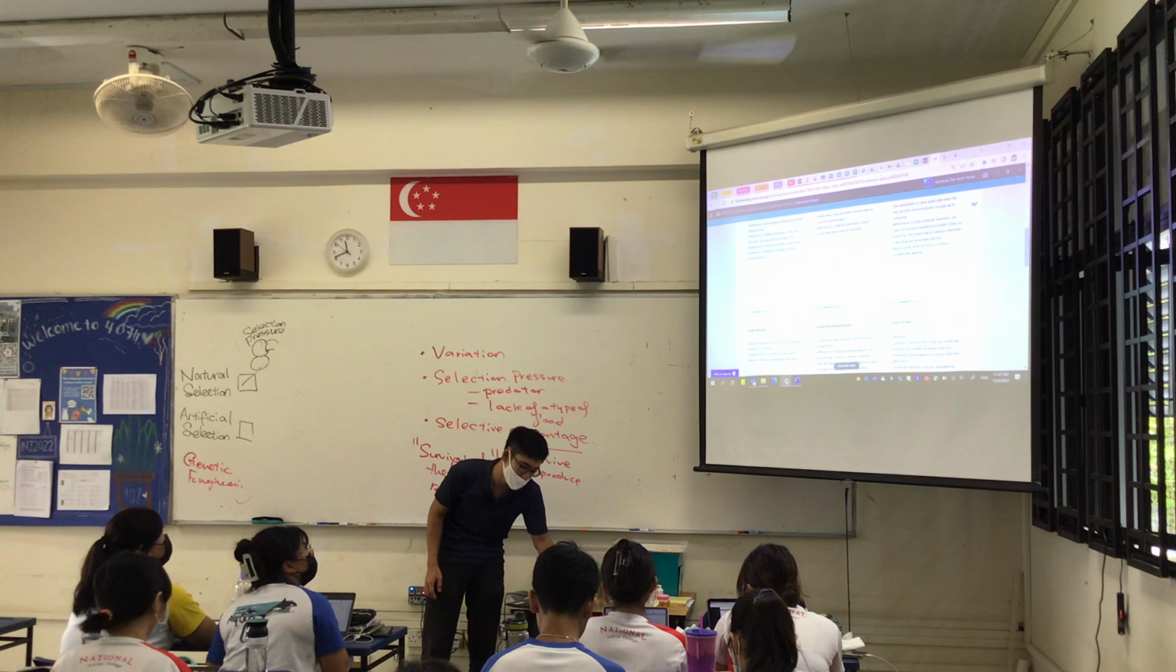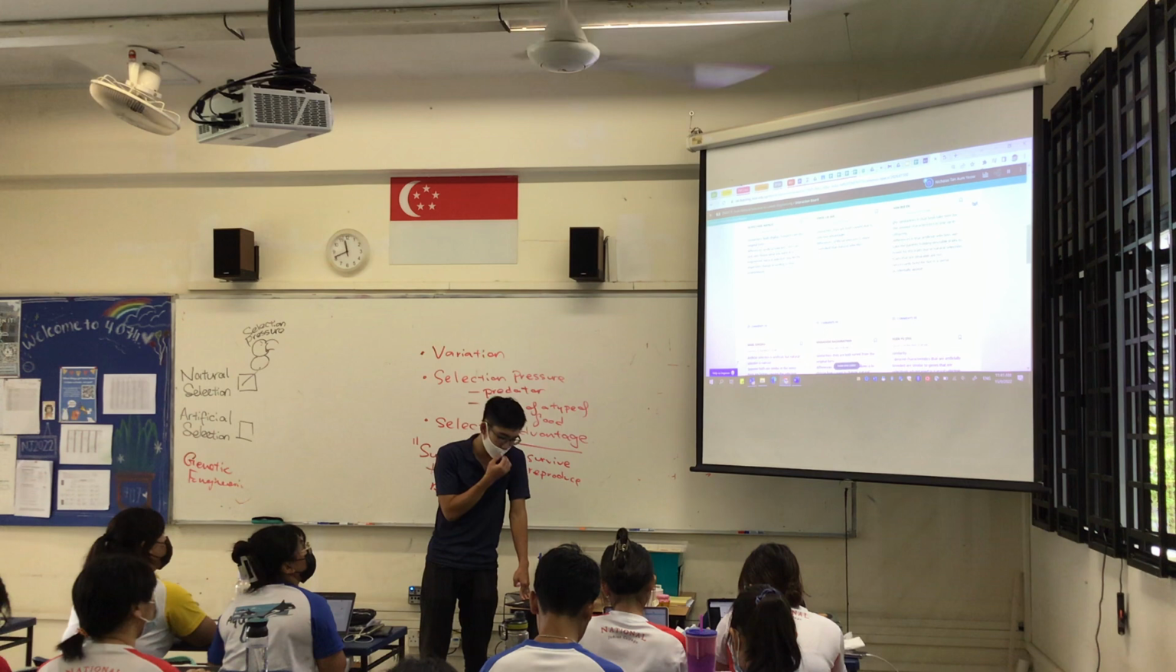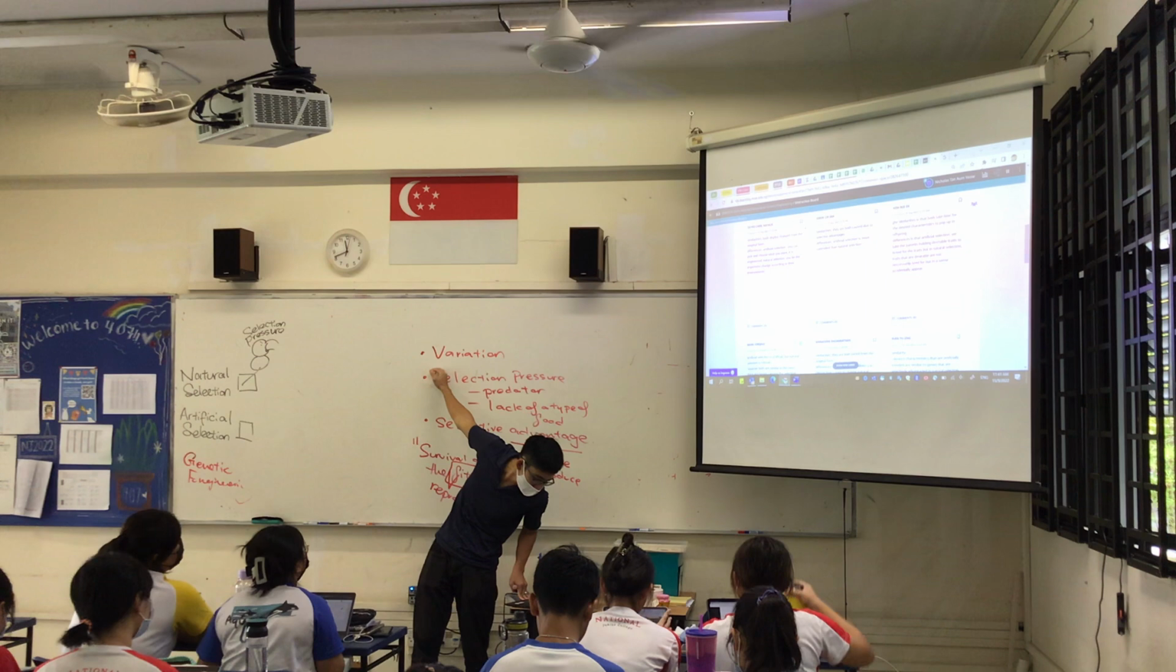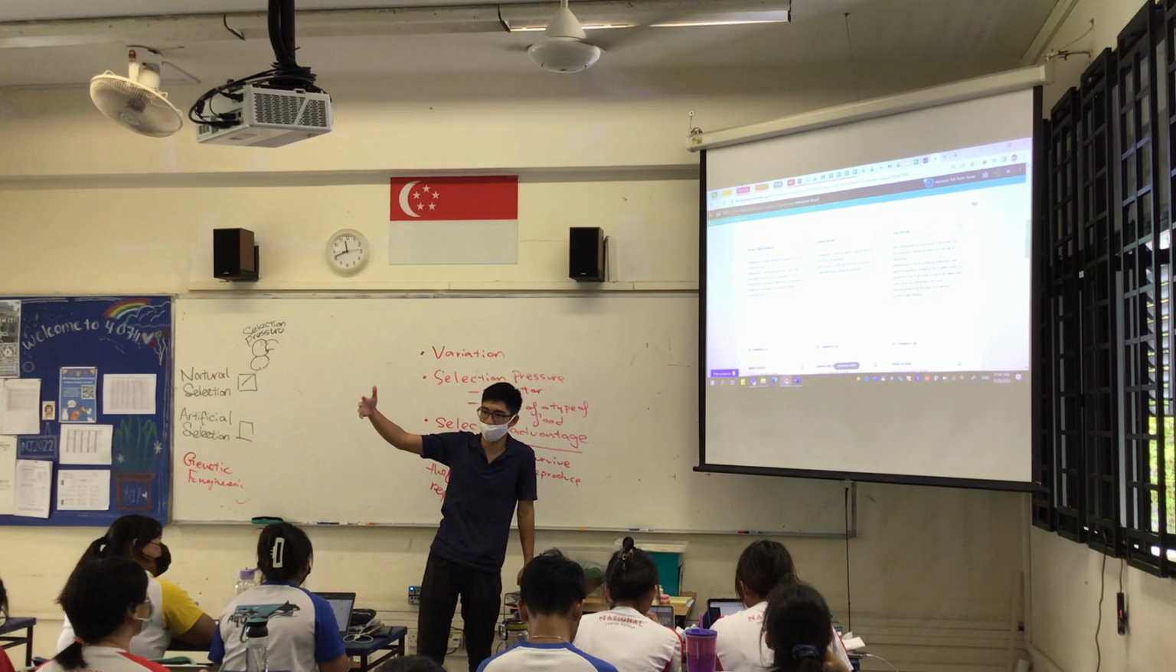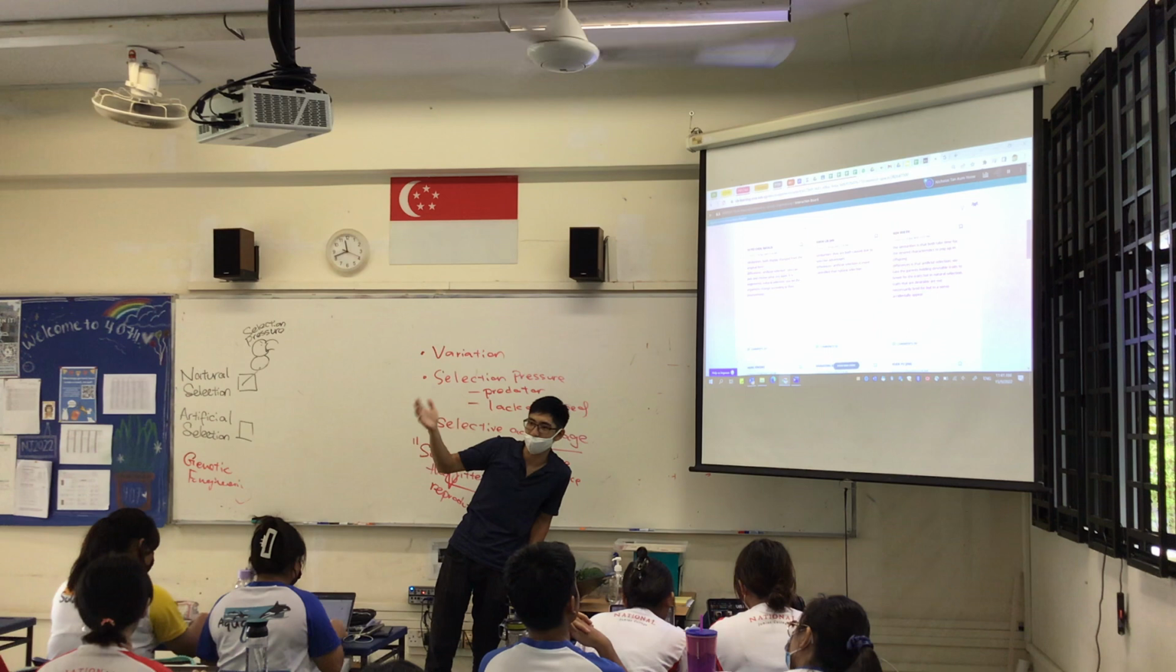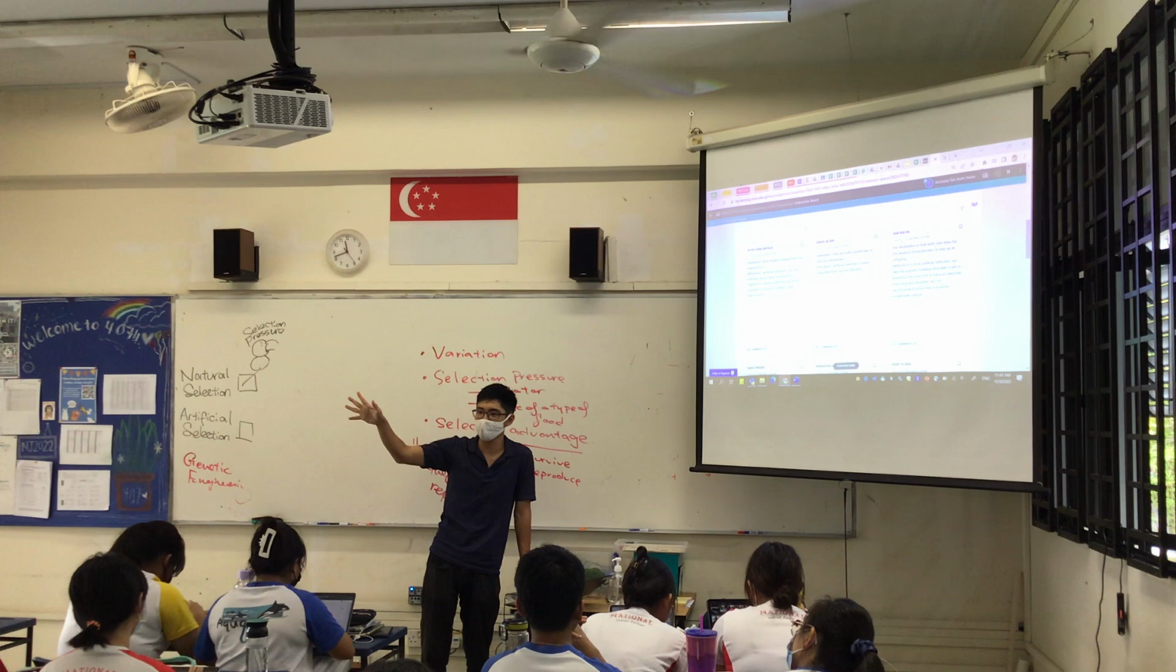Okay, we're trying to go back to the source of this change. In natural selection, the source of the change accidentally appears through mutation. Yeah? In artificial selection, the source of change was bred into existence. Actually, in both cases, the starting point is variation. Even in artificial selection, we see that there is variation, and the variation exists called mutation.